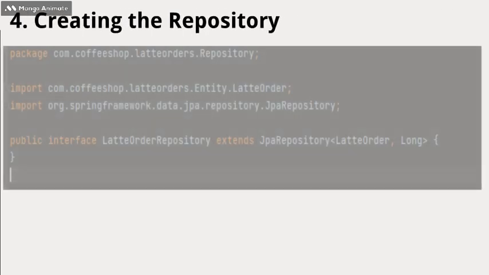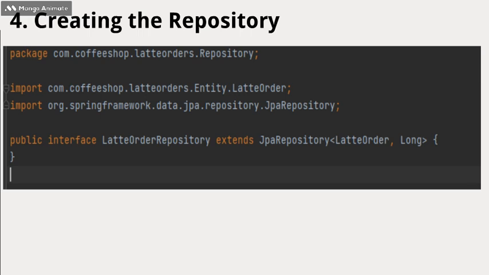Next, we'll create a repository interface for LatteOrder. This interface extends JpaRepository, giving us access to CRUD methods. Let's break this down. The first parameter, LatteOrder, refers to the entity class that this repository will manage. In our case, it represents the LatteOrder entity. The second parameter, long, specifies the type of the primary key for the entity. Since the ID field in LatteOrder is of type long, we use it here. By extending JpaRepository with those parameters, we inherit a set of built-in CRUD methods to interact with the LatteOrder entity. For example, we can save, fetch, update, or delete orders without writing any SQL.